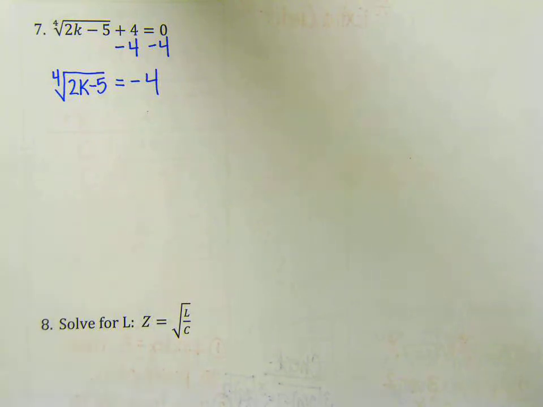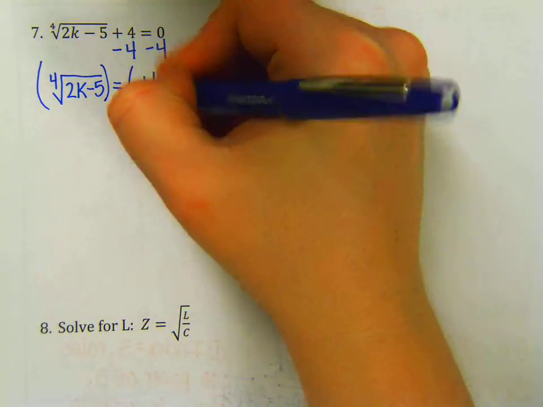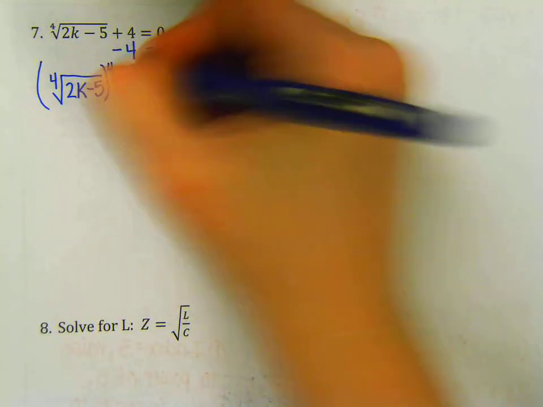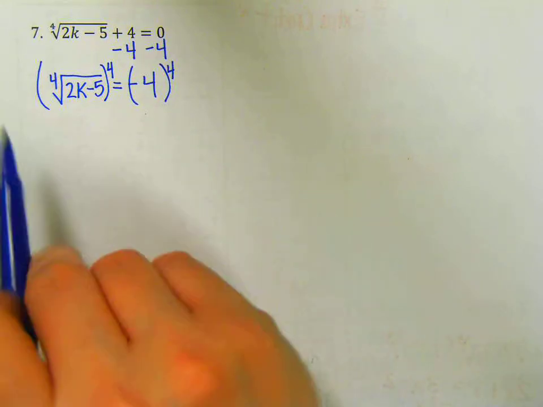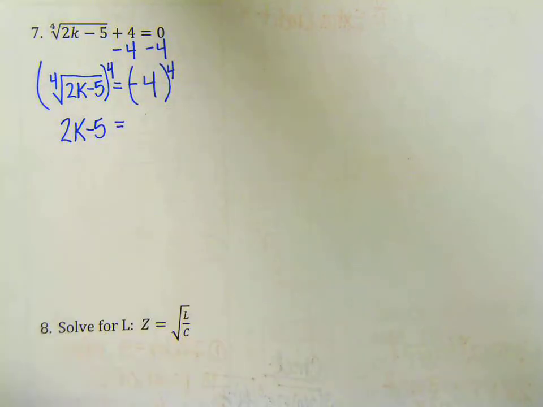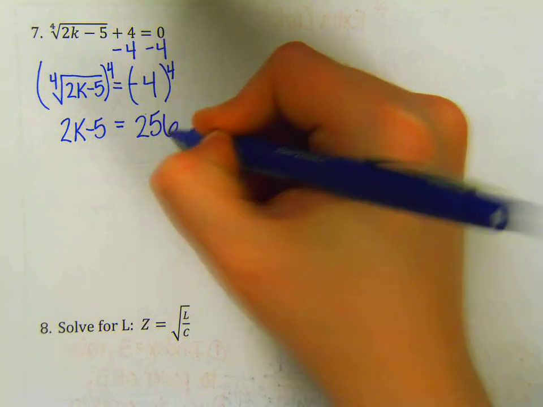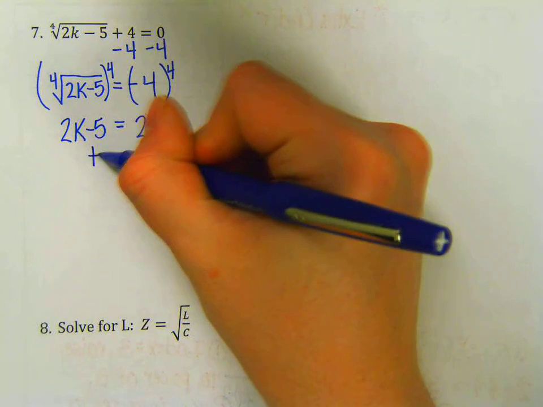Next step, my index is 4, so I'm putting both sides to the 4th power. So I have 2k minus 5 equals, is anyone negative 4 to the 4th is 256, I think I heard it. Now I need to solve for k. So what would be that next step? Yep, add 5.